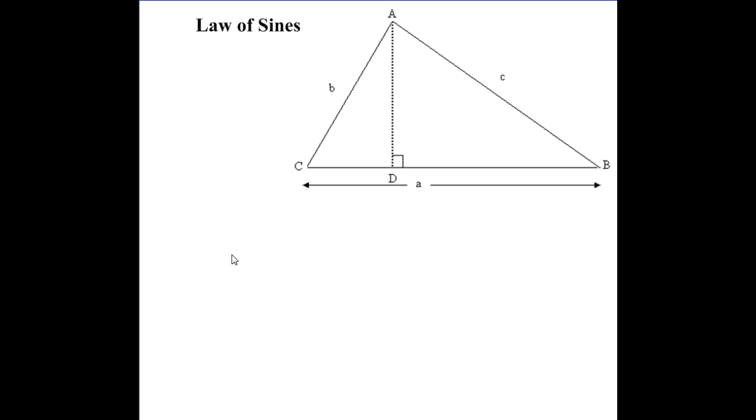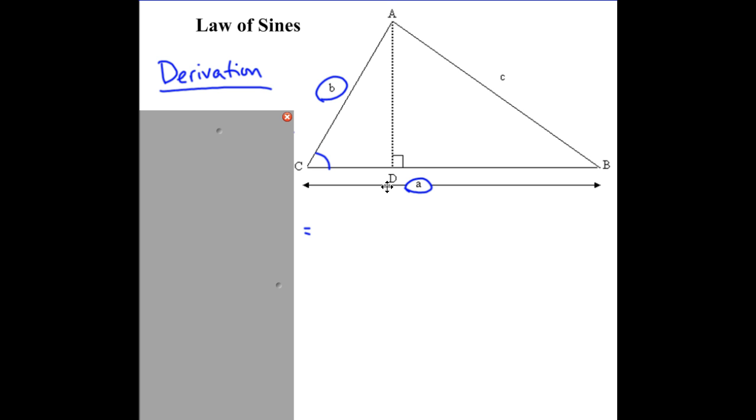On your piece of notebook paper, I'd like you to sketch out this triangle, triangle ABC, with altitude AD drawn in. What we know about triangle ABC is it's an oblique triangle. We're not sure that it's a right triangle, so what we can apply is our area of triangles formula. I'd like you to consider angle C, side A and side B, and write an area equation.